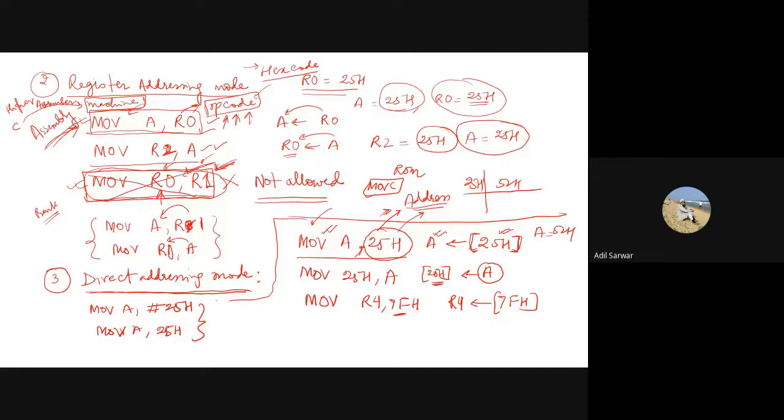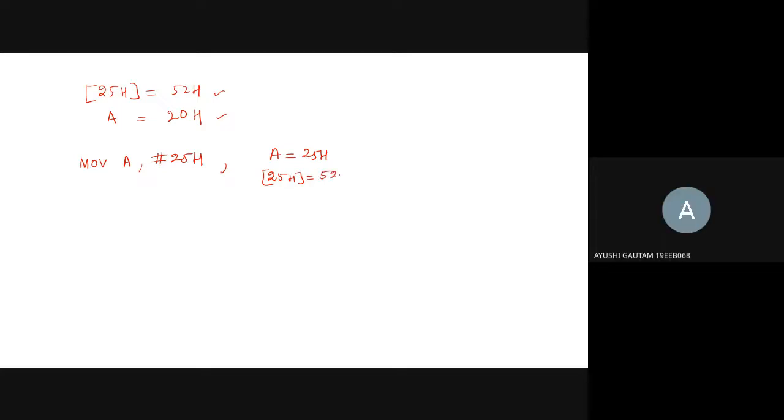Let me quickly ask one question. Say for example I have a memory location 25 and there is a number, say 52h, located here. And A has, say, 20h. Now I'm writing down one instruction: move A comma hash 25h. Now tell me, what would be the result of this operation? What would be there in A? 25h. What would be there in the 25h memory location? 52h. Why? Because we are doing nothing with the memory location 25. So 52 was there, it will remain there.